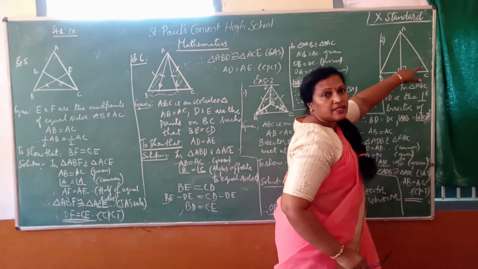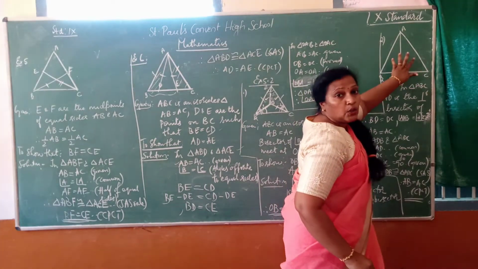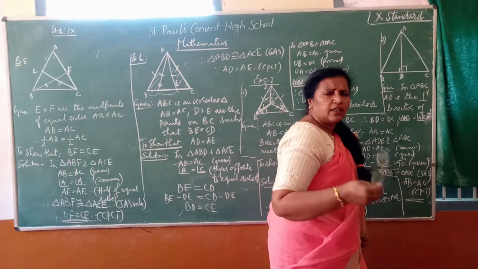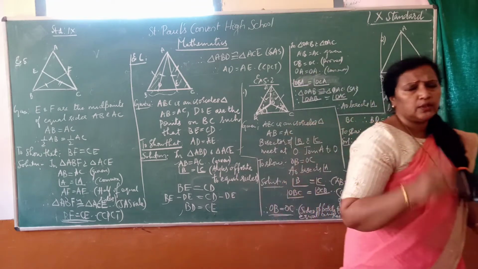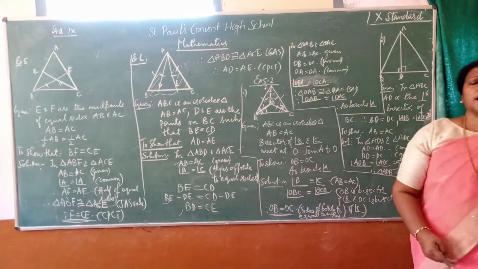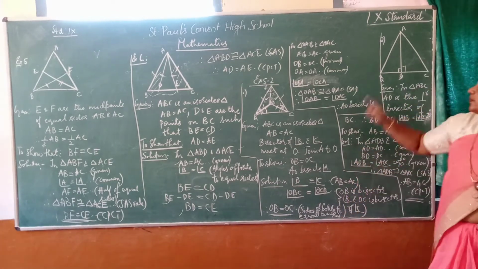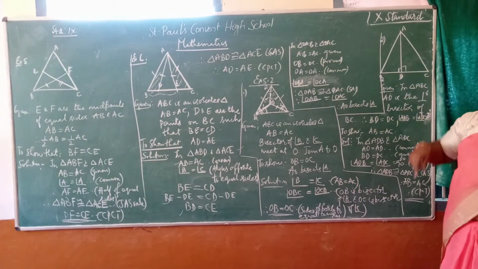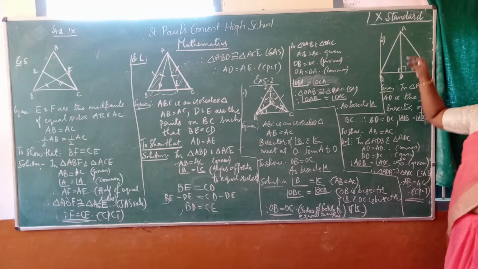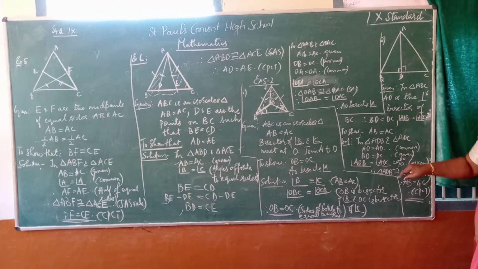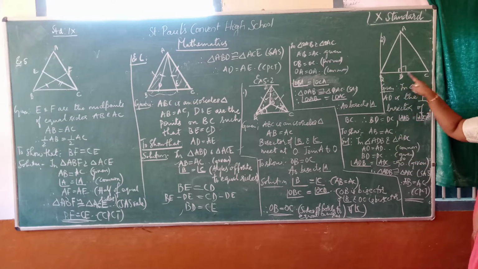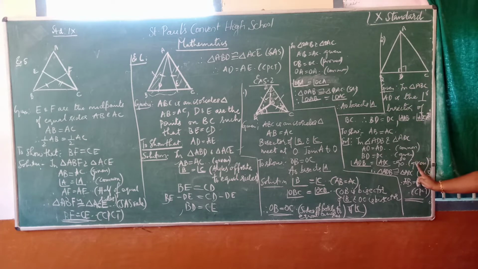To show that AB is equal to AC, you have to say that two triangles are congruent. You have already learned, children. To show that two sides or two angles are equal, you have to show two triangles are congruent. We will take these two triangles. In these two triangles, you can write AD is equal to AD, common. BD is equal to DC, it's already given. Angle ADB is equal to angle ADC is equal to 90 degrees, that is also given.